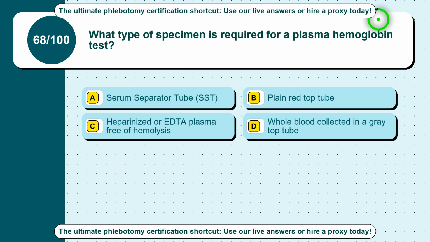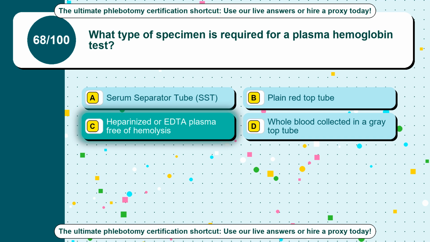Question 68. What type of specimen is required for a plasma hemoglobin test? Option A, serum separator tube, SST. Option B, plain red top tube. Option C, heparinized or EDTA plasma free of hemolysis. Option D, whole blood collected in a gray top tube.